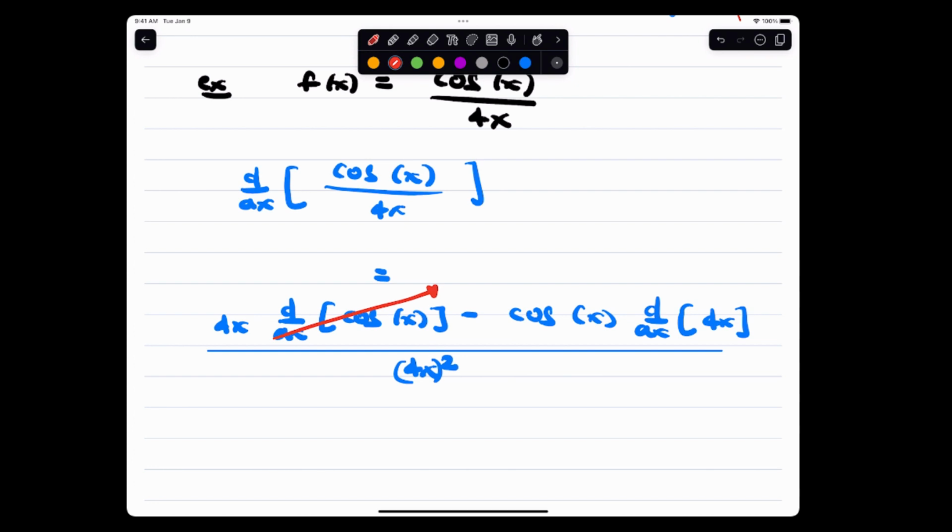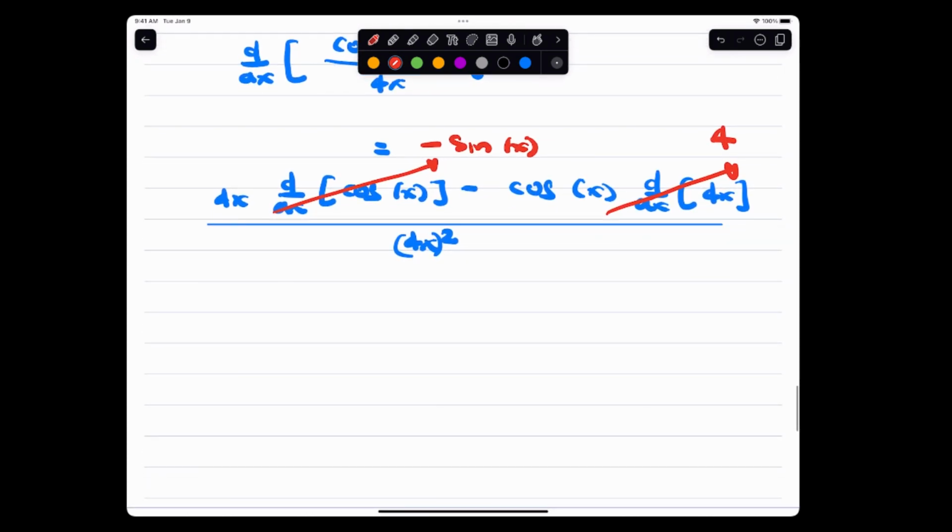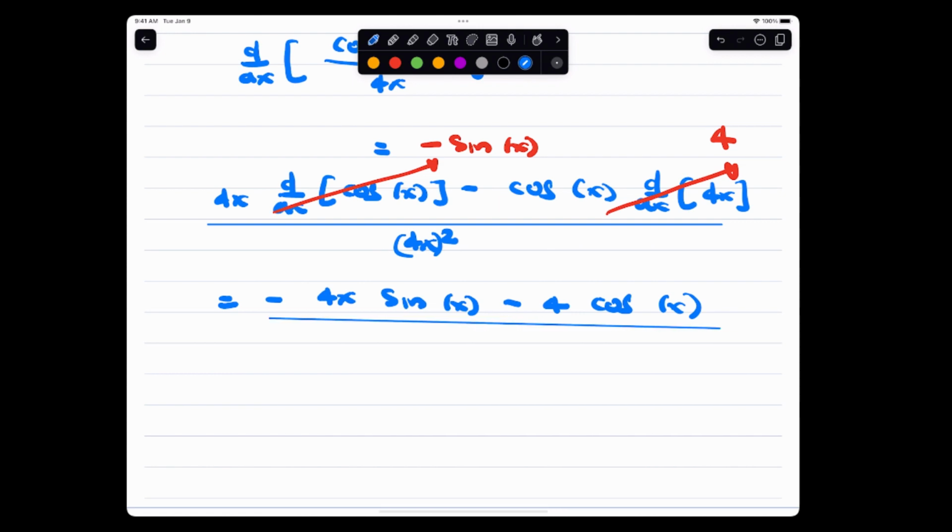What's the derivative of cosine? What's the derivative of 4x? Is that 4? Okay, so let's put it together now. You're going to have what? Negative 4x sine x minus, we like to put the constants first, okay? So put those there. And 4x squared becomes what? 16x squared.